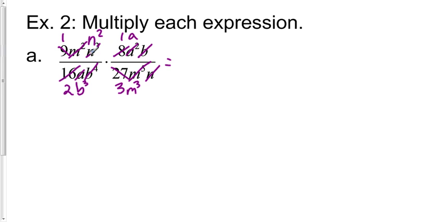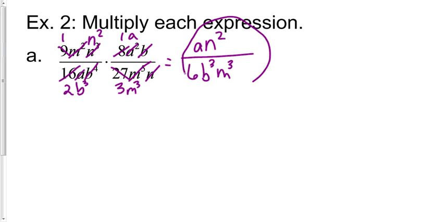So notice I'm paying attention to where the letter should go, either in the numerator or denominator, and also how many are left just by subtracting their exponents. Okay, so now I'm multiplying 1n squared times 1a. That leaves me with an squared. In the denominator, I've got 2 times 3, that's 6, and then b to the third, m to the third. And I always put these in alphabetical order, that's why I'm writing them this way. Nothing else cancels out because I have no matching factors, no matching variables, so there's your answer.